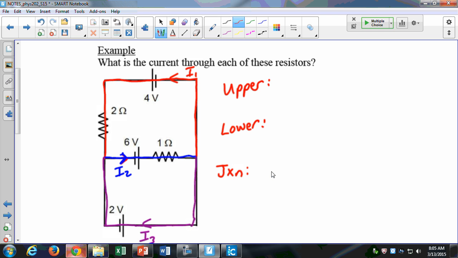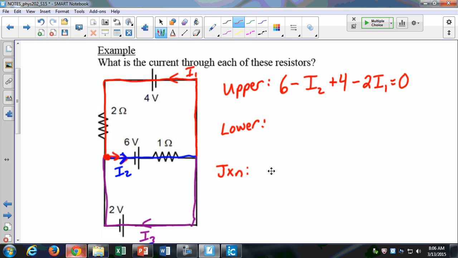I'm going to go ahead and start the upper loop. I'm going to start right here and go in this direction. So I'll get 6 minus I2 plus 4 minus 2I1. That's equal to 0. You'll get something similar for that loop.